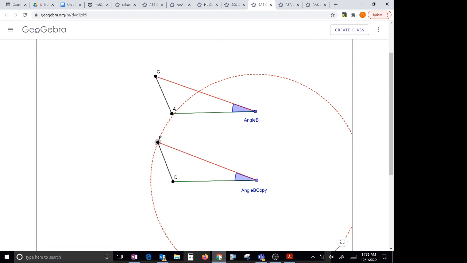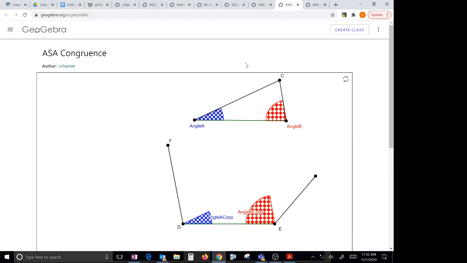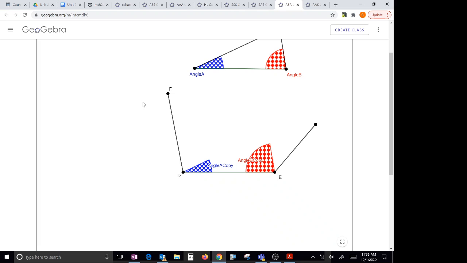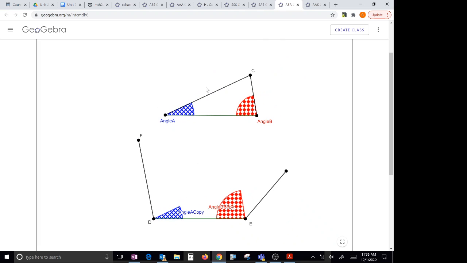And we have a GeoGebra that you can click on and play with. So if you click on that, you'll open up the ASA congruence. And here we have a triangle, and I've only copied the one side. This green side down here is a copy. And I've copied the two angles here on the outside of the side I copied.